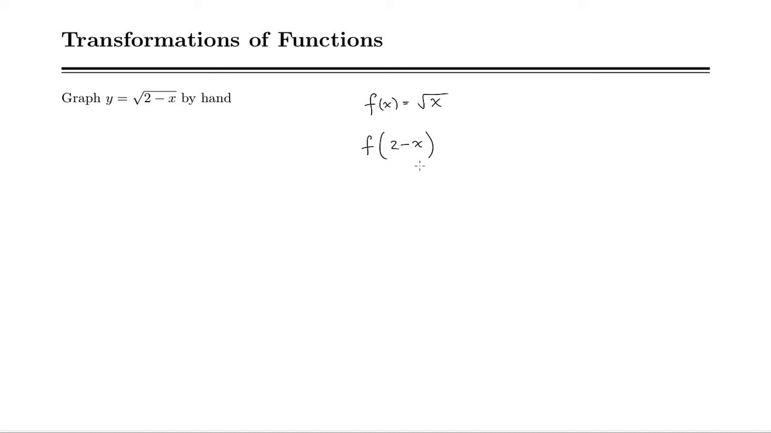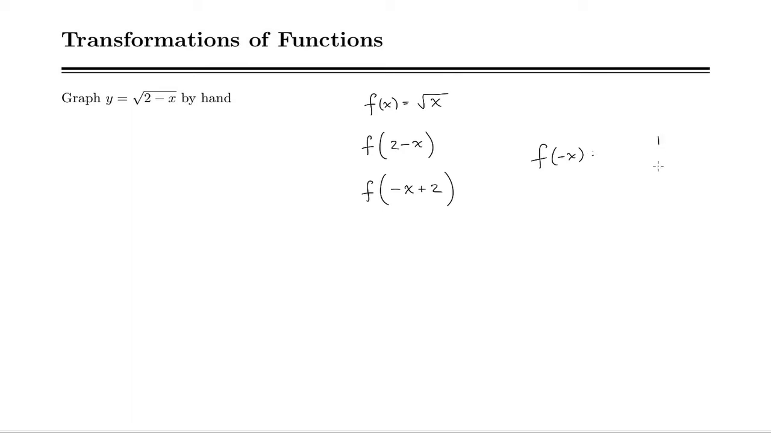Now we'd like to write this as a composition of the transformations that we're used to. So this is a negative x plus 2. Well, if we view this as f of negative x plus 2, the negative x would just be the graph reflected about the y-axis. So we could certainly do that, f of negative x.